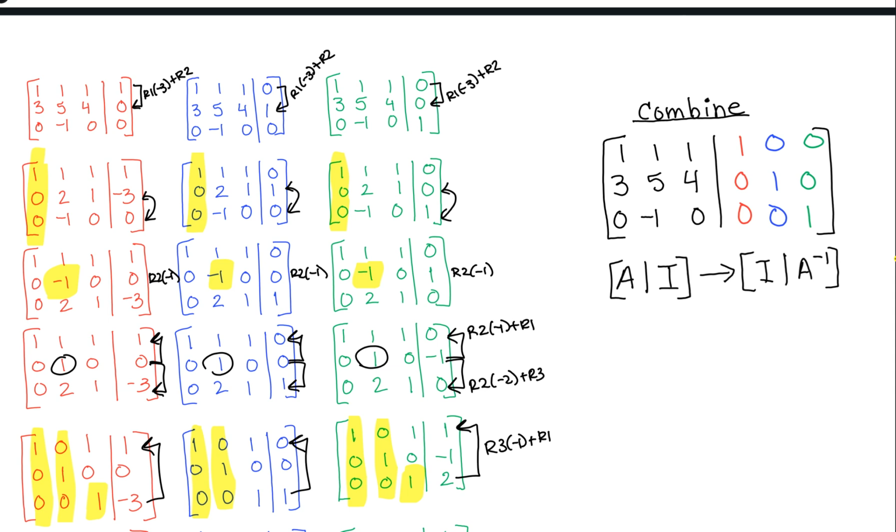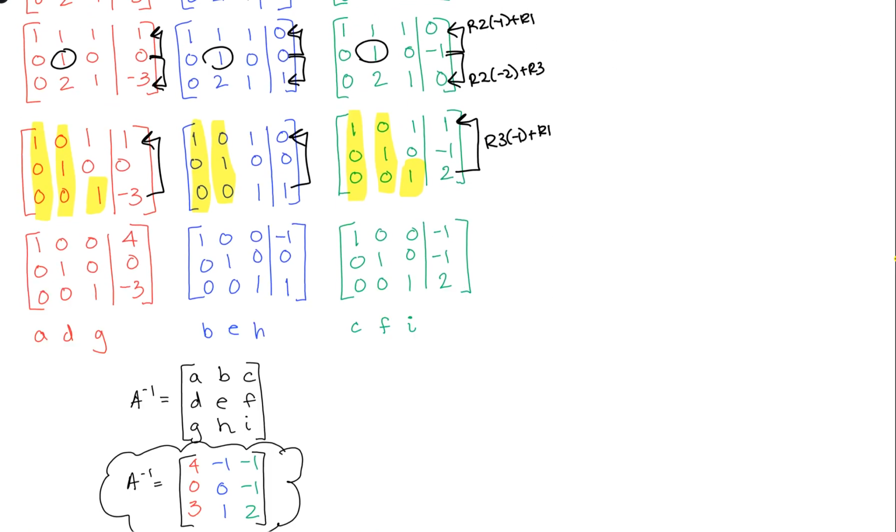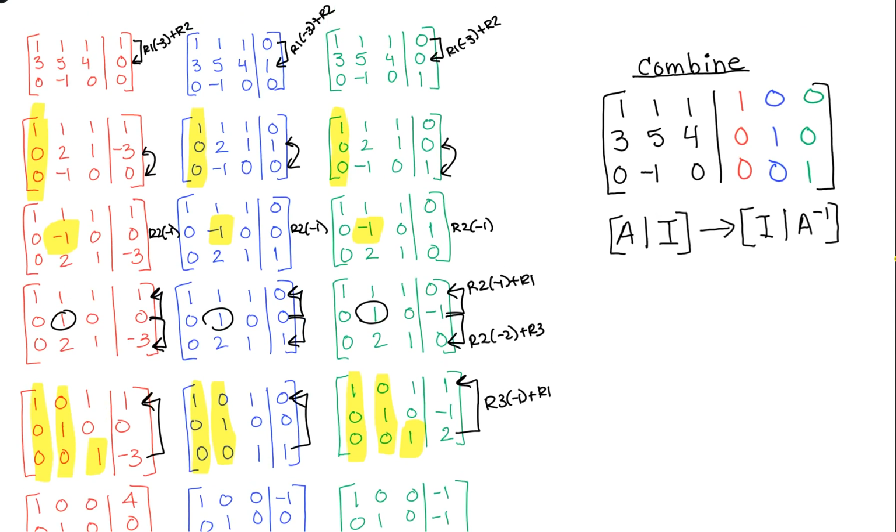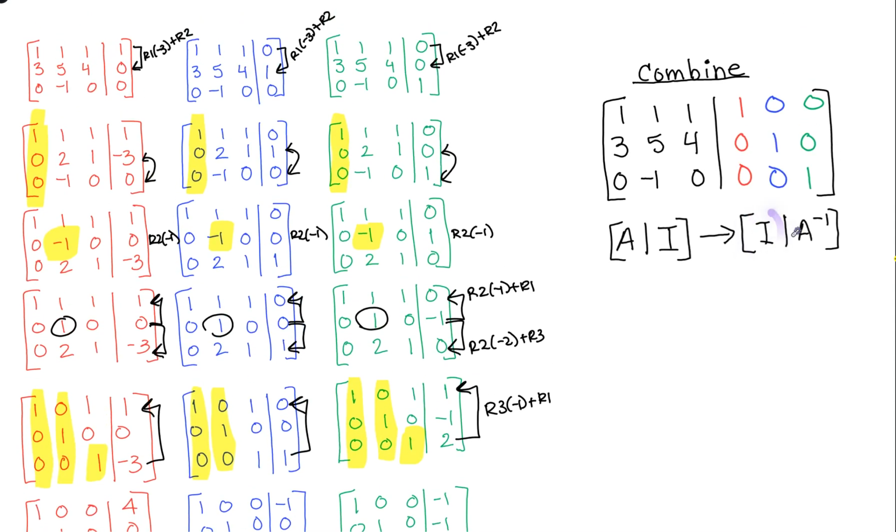Okay? I'm going to go real quick back to our last answer. Notice that all of the left sides of these are the identity. So all of the left sides transformed to the identity, and the right sides were our answer. So the left side is the identity, and the right side is your inverse. Okay? So this is going to be the short way to do it.